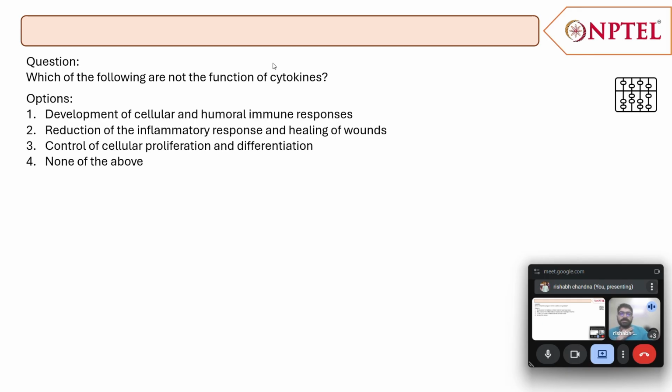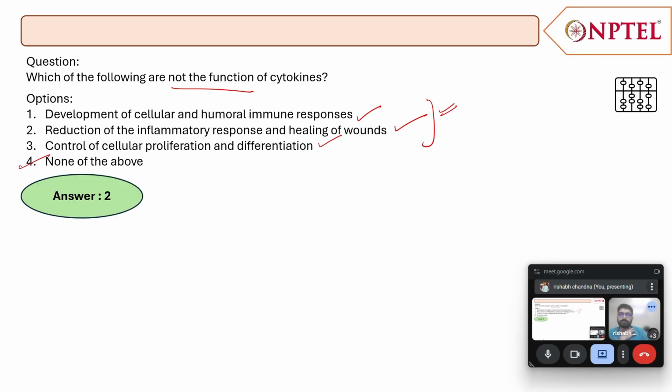Okay, so as we studied just now, cytokines help in development of cellular and immune responses. Then production of inflammatory response and healing of wounds, and control of cellular proliferation and differentiation. So all these three are the functions of the cytokines. The question states which of the following are not the functions of the cytokine. So the answer would be none of the above. Sorry, it would be fourth. All of these are the functions of the cytokines. Okay.